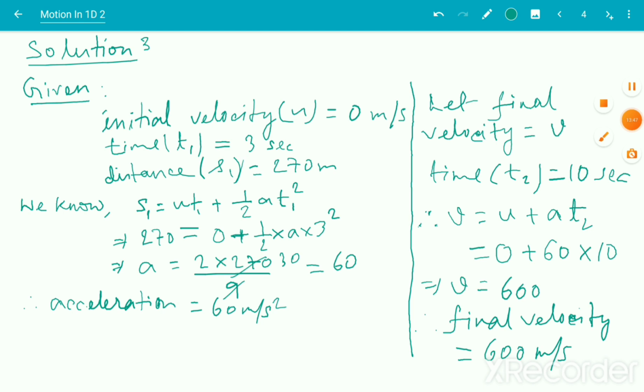Okay, so I think the concept is clear. With this we come to the end of this lecture. In the next class we will be discussing a few more problems and then we'll be moving on to the next chapter. The next chapter is about Newton's laws of motion.